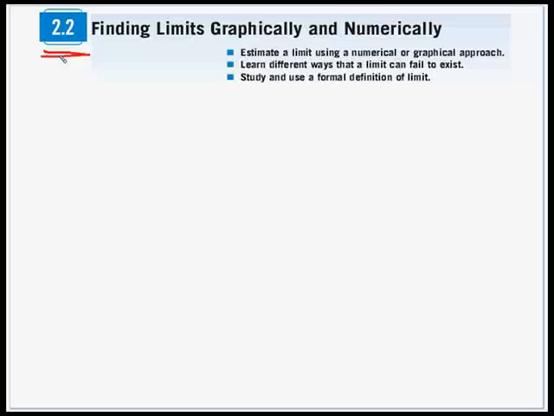Alright, in this video we're going to start section 2.2, and that is finding limits graphically and numerically. And we have 3 bullet points. The first one is estimate a limit using a numerical or a graphical approach. The second one is learn different ways that a limit can fail to exist. There's 3 of them. And the last one says study and use the formal definition of a limit.